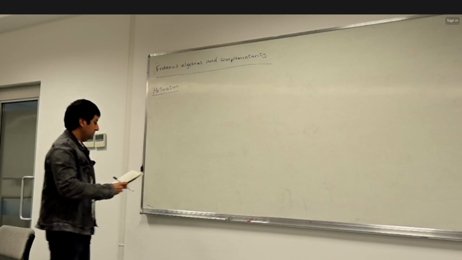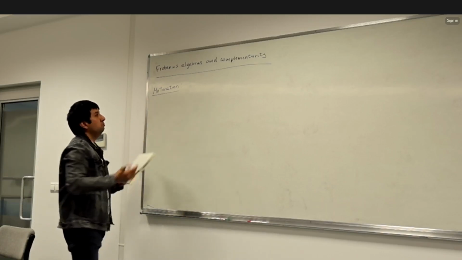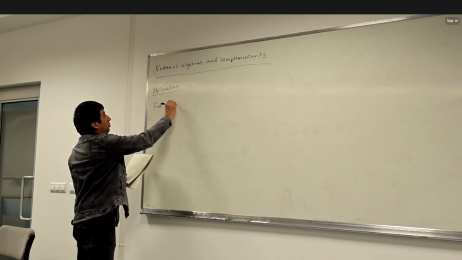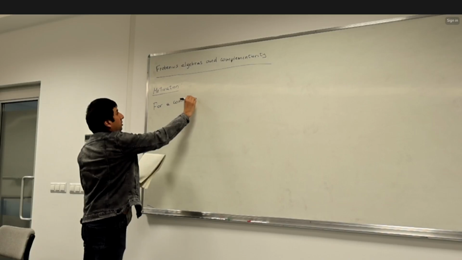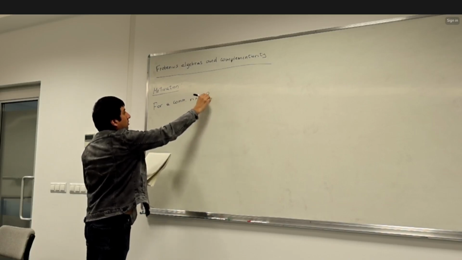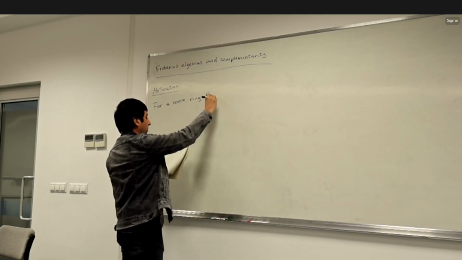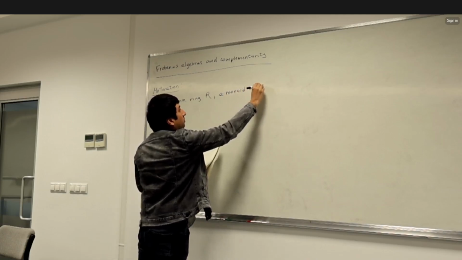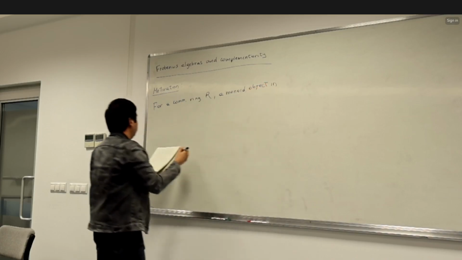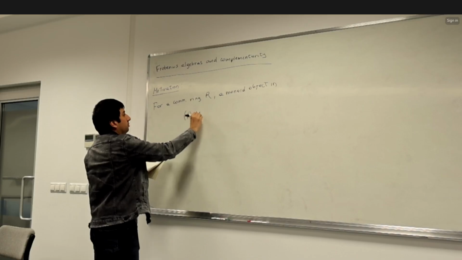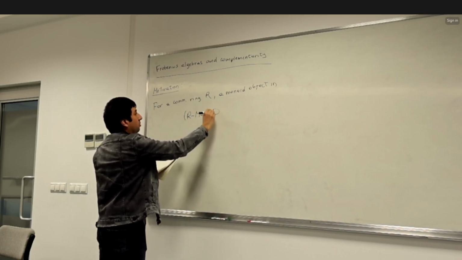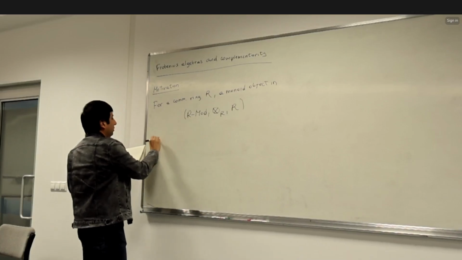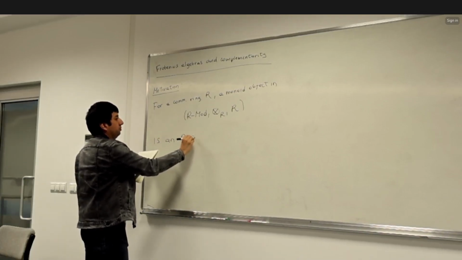Okay, so let's recall some basic notions of algebra. For a commutative ring R with identity, of course, a monoid object in this symmetric monoidal category, the category of R modules, is an R algebra.